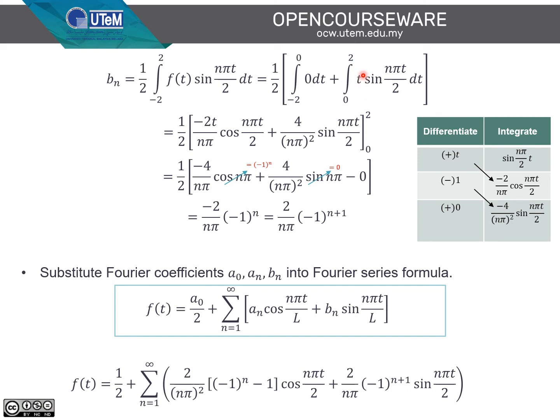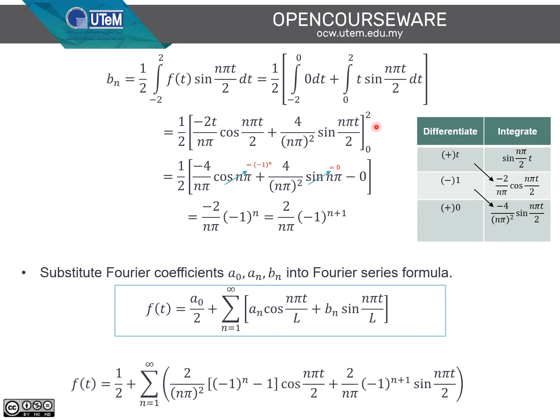Therefore, the second integration is the integration of t sine n pi t over 2 with respect to t from 0 to 2. The first integration is 0. In order to solve the second integration, we need to use the tabular method as shown here. From the tabular method, we obtain the solution to the integration like what has been shown here.